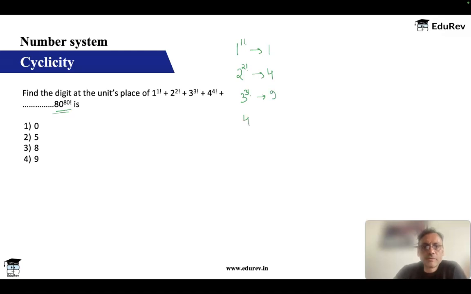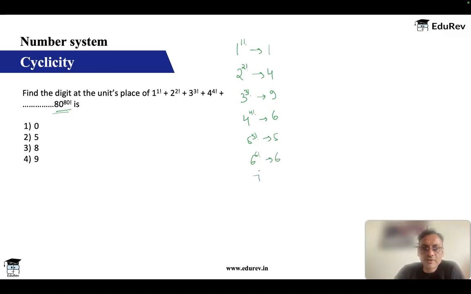Then 4 to the power 4 factorial. 4 factorial will be 24. 4 has a cyclicity of 2, so 24 divided by 2 will give a remainder of 0. So this will be 6. 4 has a cyclicity of 4 and 6, right? Then 5 to the power 5 factorial does not matter, 5 will always give you 5. 6 to the power 6 factorial does not matter, 6 will always give you 6.